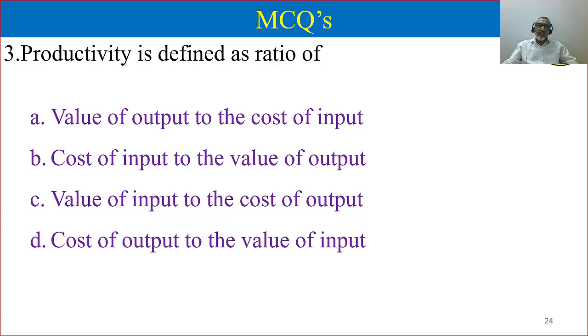Productivity is defined as the ratio of value of output to the cost of input, cost of input to the value of output, value of input to the cost of output, or cost of output to the value of input. So what we are concerned with is the value of output to the cost of input. That is, how much the input costs for the value of the output.